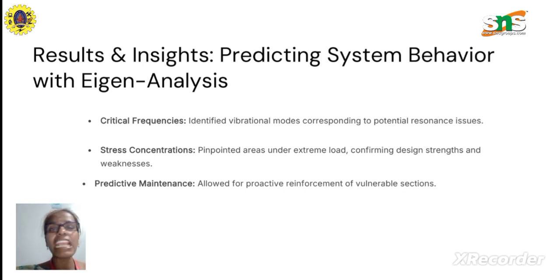The first thing is critical frequencies. We need to identify the critical frequency, and we need to have stress concentrations, and the third one is predictive maintenance. In critical frequencies, identify the vibrational modes corresponding to potential resonance issues, and in stress concentrations, pinpoint areas under extreme load, which is going to confirm the design strengths and weaknesses. And the third thing is predictive maintenance, which allows for proactive reinforcement of vulnerable sections.